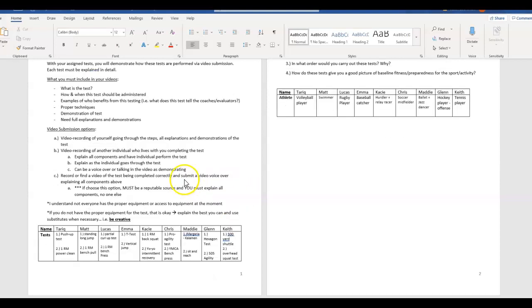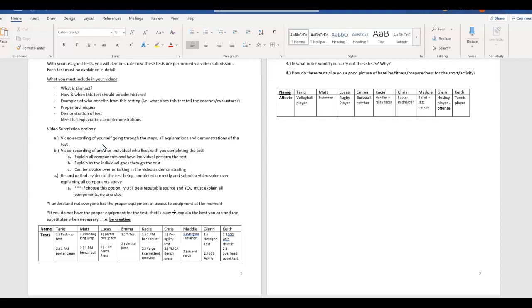So you have 3 options here, okay? 1, you can video record yourself talking, going through the steps, all explanations and demonstrations of the test. 2, you can video record another individual who lives with you completing the test. So you can have someone go through the test and you're explaining it to the class or to the video as the person is going through the test.